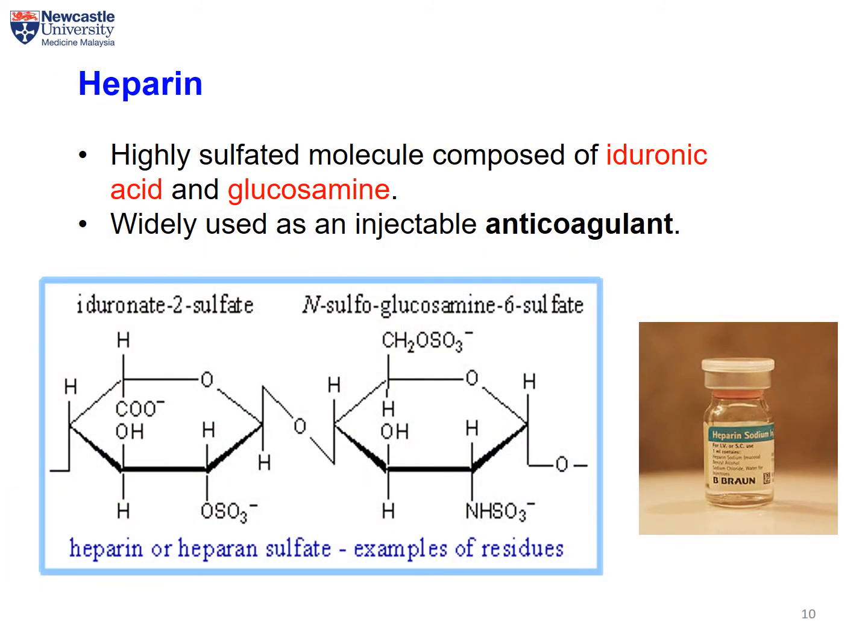So, heparin is a type of glycosaminoglycan composed of one iduronic acid and another glucosamine sugar molecule, and they are linked together by a glycosidic bond in between. And heparin is a highly sulfated molecule because you can see there are multiple sulfate groups or the SO3 minus groups within the sugar itself.